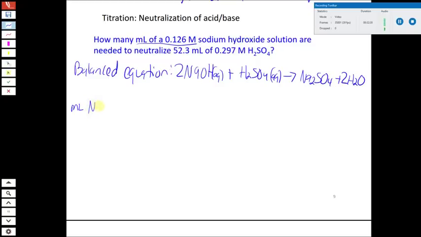So we're looking for milliliters of solution. That's what our ending point is going to be. And if we so desire, we can set this up as just a long string of conversions. So we start with what we know.